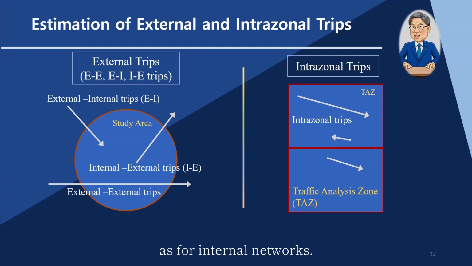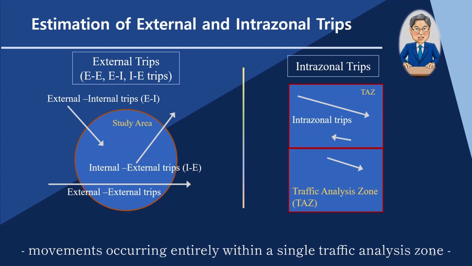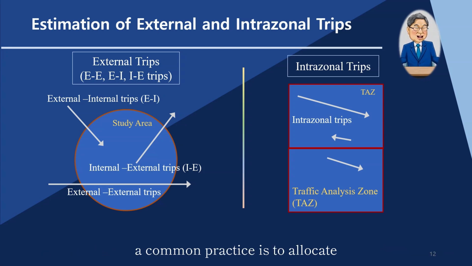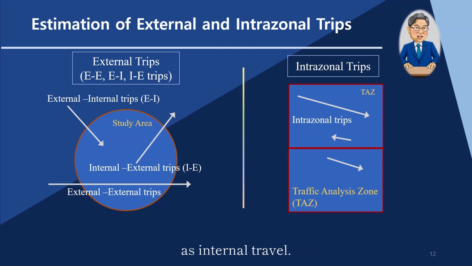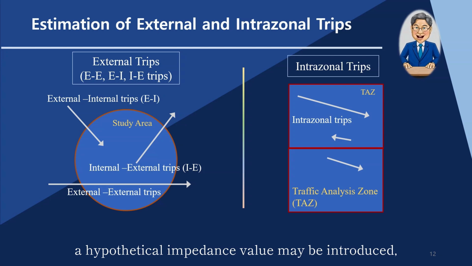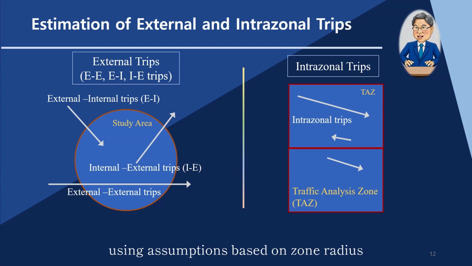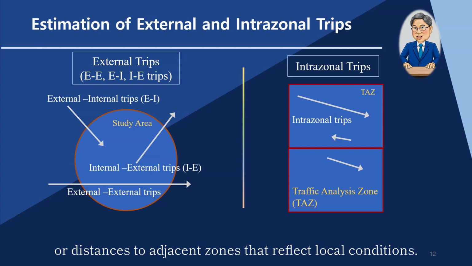This is because friction factors for external regions cannot be estimated in the same manner as for internal networks. For intrazonal trips, movements occurring entirely within a single traffic analysis zone, a common practice is to allocate a certain percentage of the zone's total production as internal travel. If these trips are to be analyzed within the gravity model framework, a hypothetical impedance value may be introduced using assumptions based on zone radius or distances to adjacent zones that reflect local conditions.